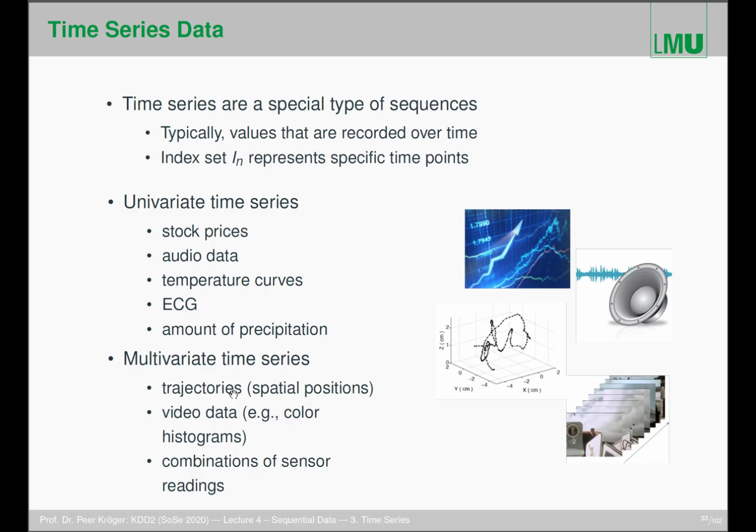It's not really important to have this distinction, but people very often use these terms: univariate time series, multivariate time series. And if you know what univariate and multivariate mean, then of course you know what the difference is, but good to talk about that.